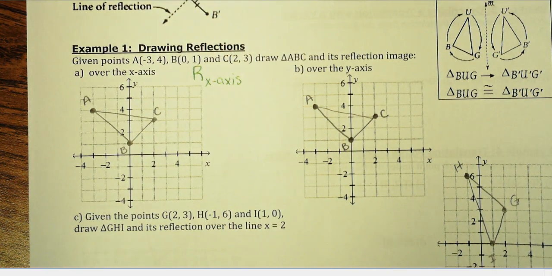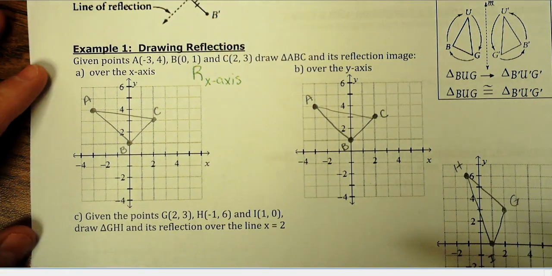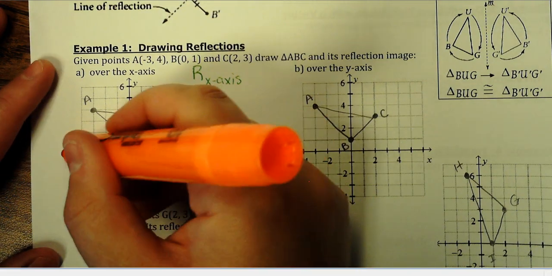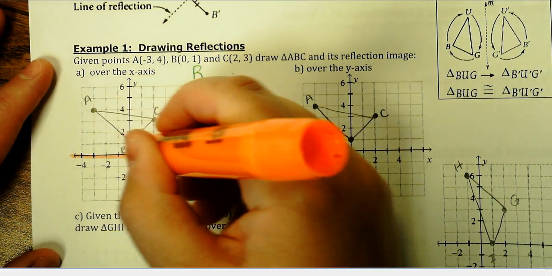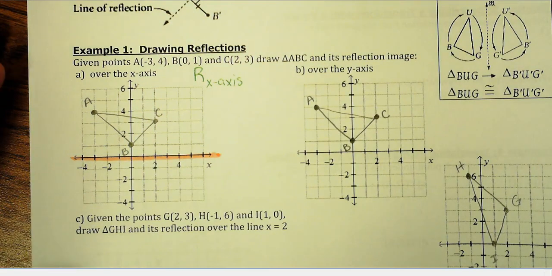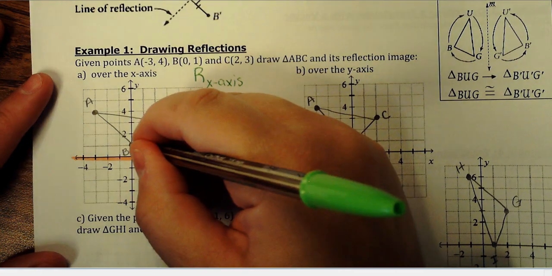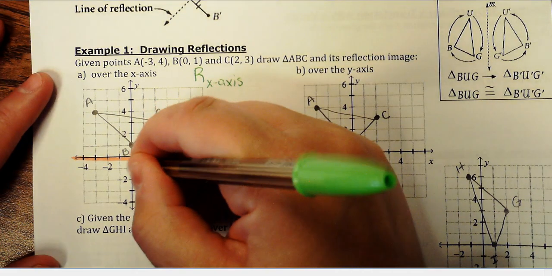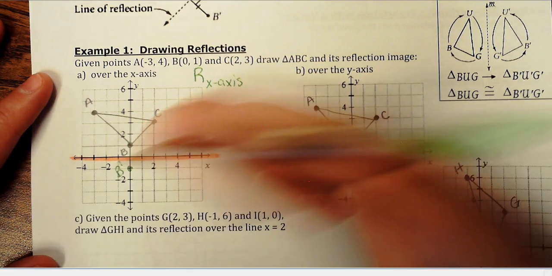So just a little different notation there that you might see. So here's my x-axis. I'm just going to kind of highlight that. That's my reflection line. And literally, I just count. So B is one spot away. So over the x-axis, B prime would be right here.